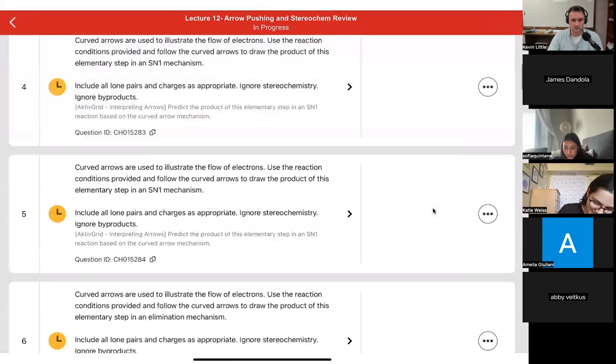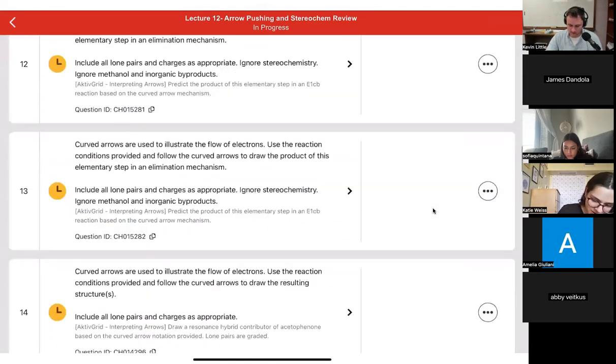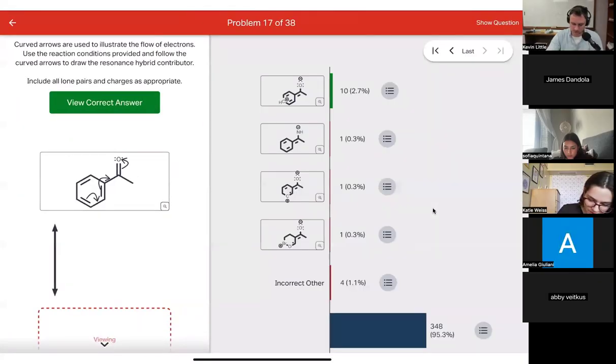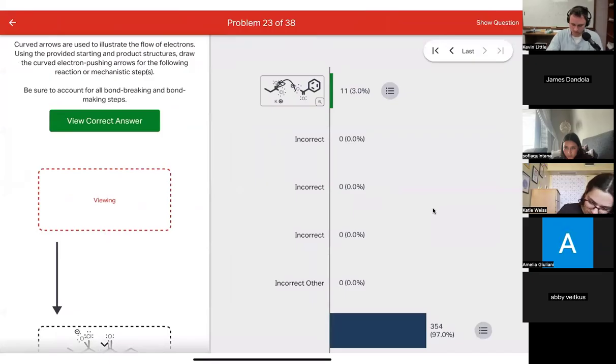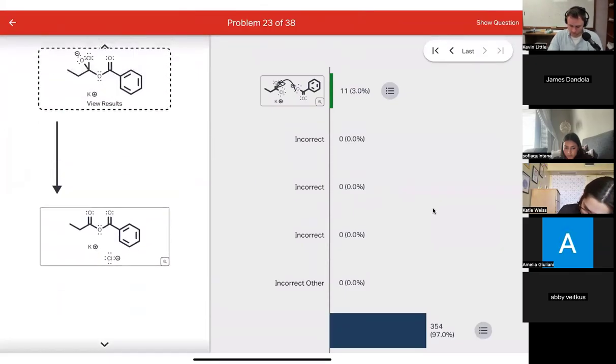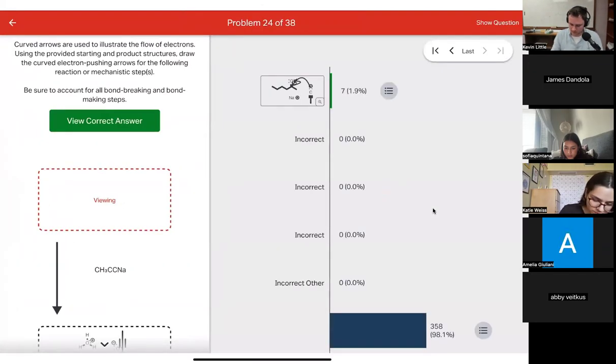All right. Any other questions about arrow pushing? Do you want more examples? As you get later, I should have mixed these up better, but there are some questions where you have to do the opposite, where you have to draw the arrows. So those are good practice as well.